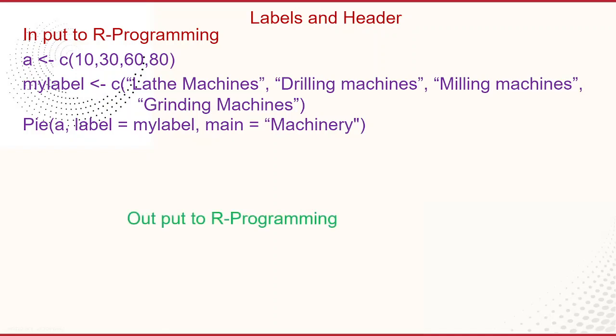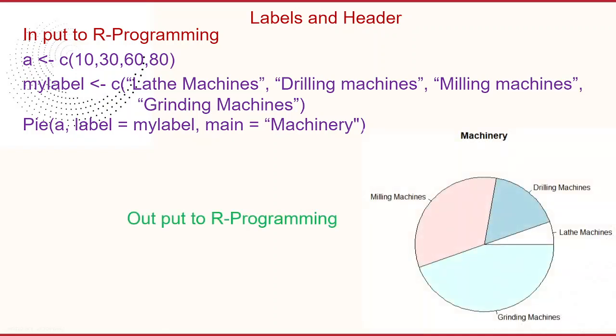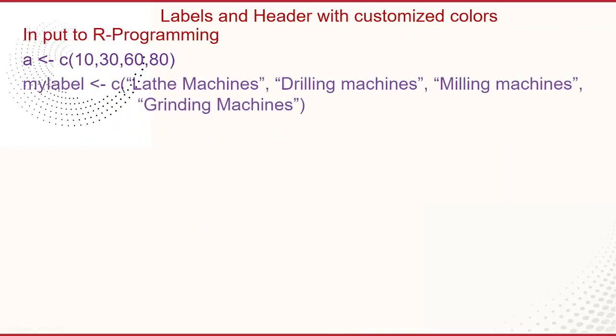Now you can see the output of this R programming is obtained like this. At the top is displayed machinery, and lathe machines, drilling machines, milling machines, and grinding machines. Earlier it showed 1, 2, 3, 4. Instead of numbers, I want to assign valuable names so that we can create the pie chart like this. This is one way.